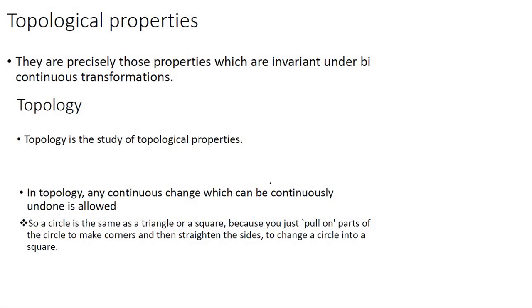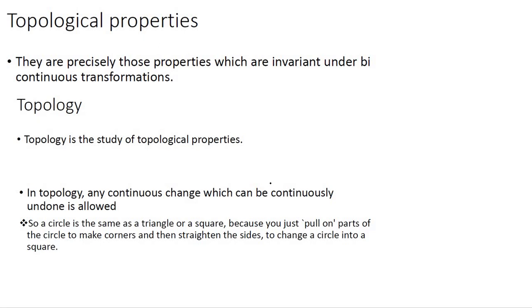Geometry means it is a study of geometrical properties. Geometrical properties are properties which are invariant under congruence. Thus congruence is in the geometrical form. The transformations coming under geometry are translation, rotation, reflection, and their combination. To this we have added some other transformations and we have got bicontinuous transformations. So topological properties are those which are invariant under bicontinuous transformation. So topology is the study of topological properties.